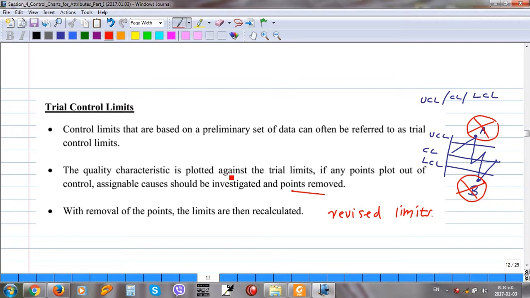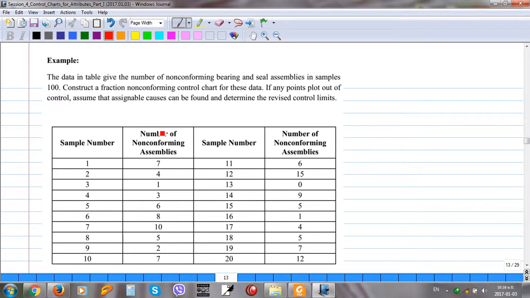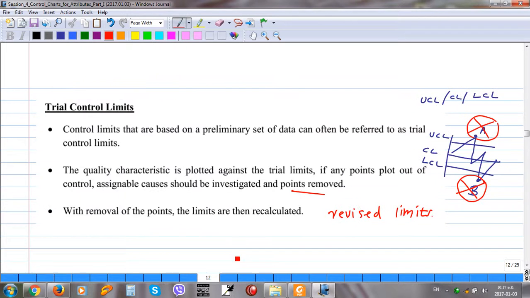So in these types of questions you have to calculate two types of control limits. First of all, you have to calculate the trial control limits, then check the values. It is better to draw the control chart, but without drawing it we can also find by observing the values. If a point goes beyond the control limits, if it is out of control, you have to remove those points as mentioned here and revise the limits again. This is the example, so we can find those things as I explained.